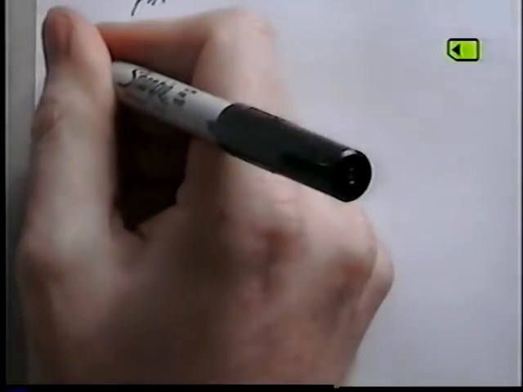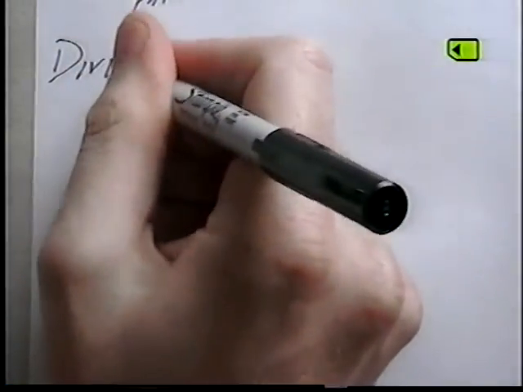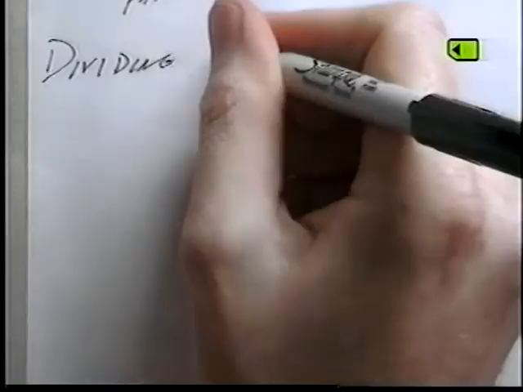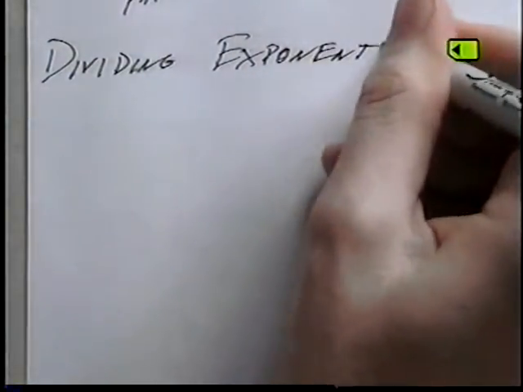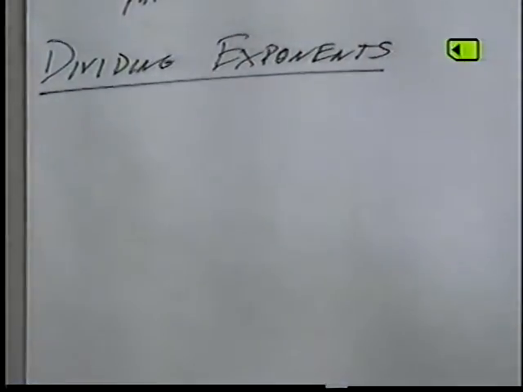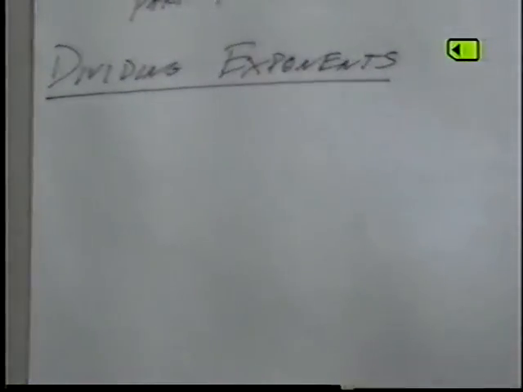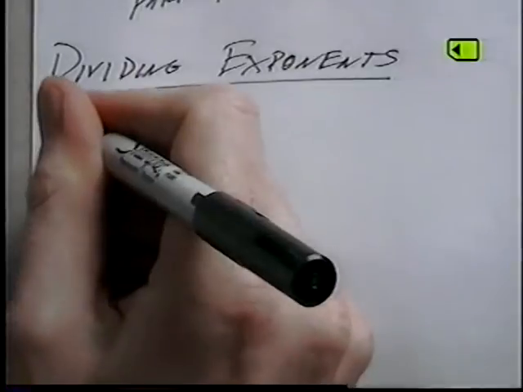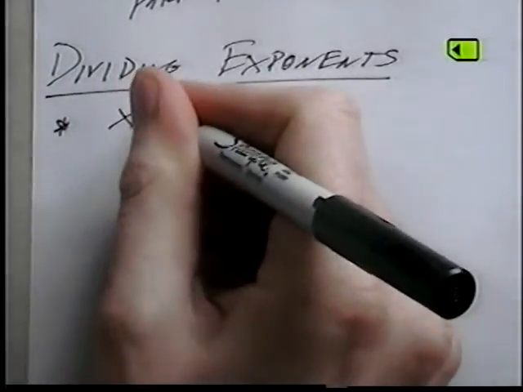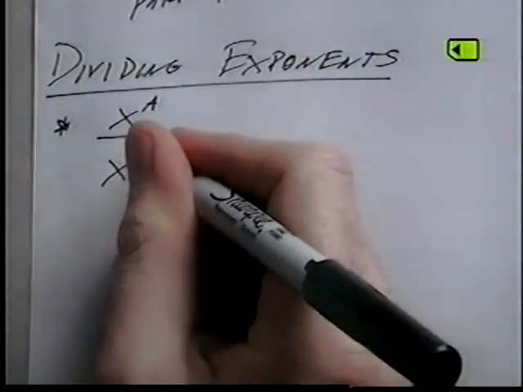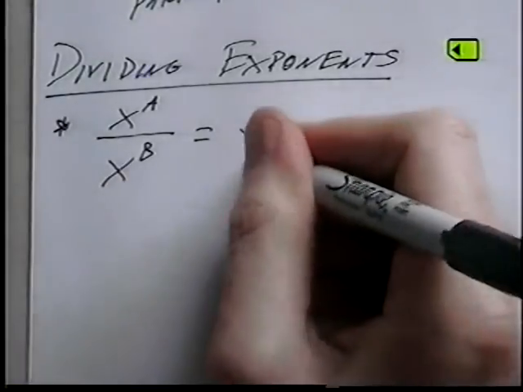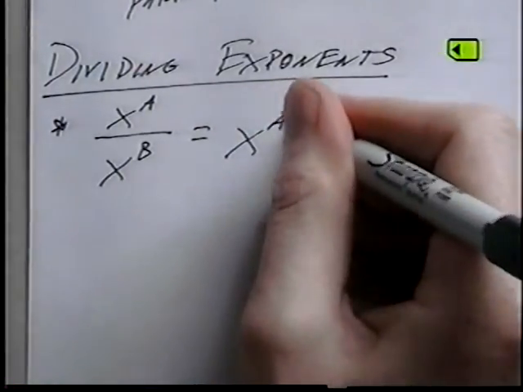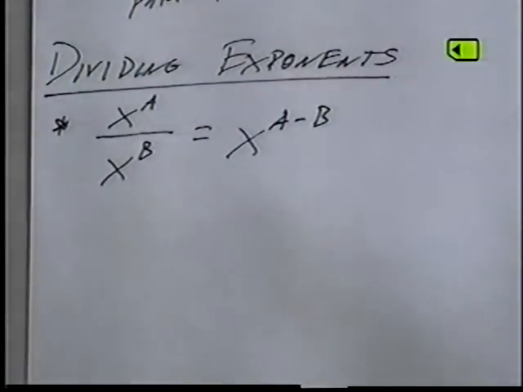First section of notes is titled Dividing Exponents. One definition for this section is x to the power of a divided by x to the power of b equals x to the exponent of a minus b.